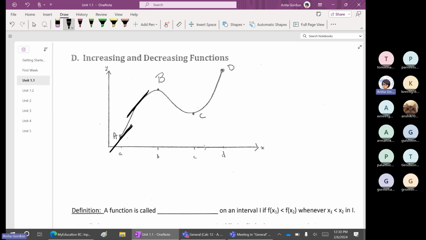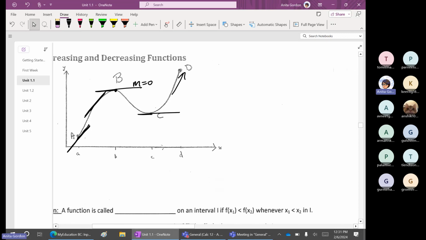At B, what would we call the slope at B? You're at the top of the hill. Are you going up or are you going down? No, what do we call? Yeah, a horizontal slope. So you're not going up or down. What do we call this? Yes, slope is 0. You're not going anywhere, not up or down. Same with C. You are at the bottom of the hill. You are not going up or down. This is slope 0, and then you are going up again.